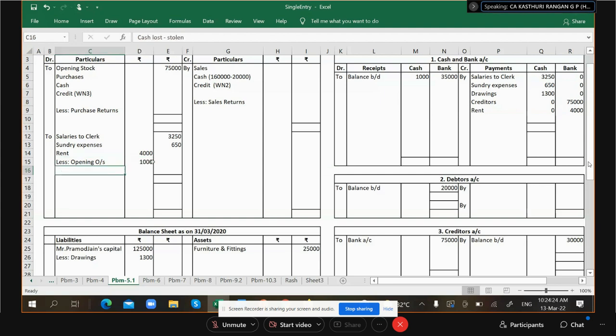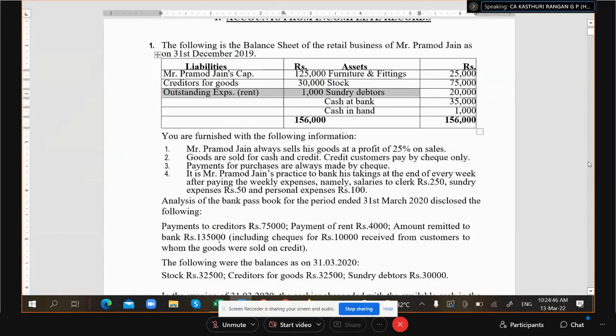Is there any closing outstanding given in the problem? No. Therefore, actual rent is 3,000 for 3 months. 1 month, 1,000. But they paid 4,000 rupees. That is including the rent for the last year. So that you deduct, show only 3,000. Okay. Now, amount remitted to bank.